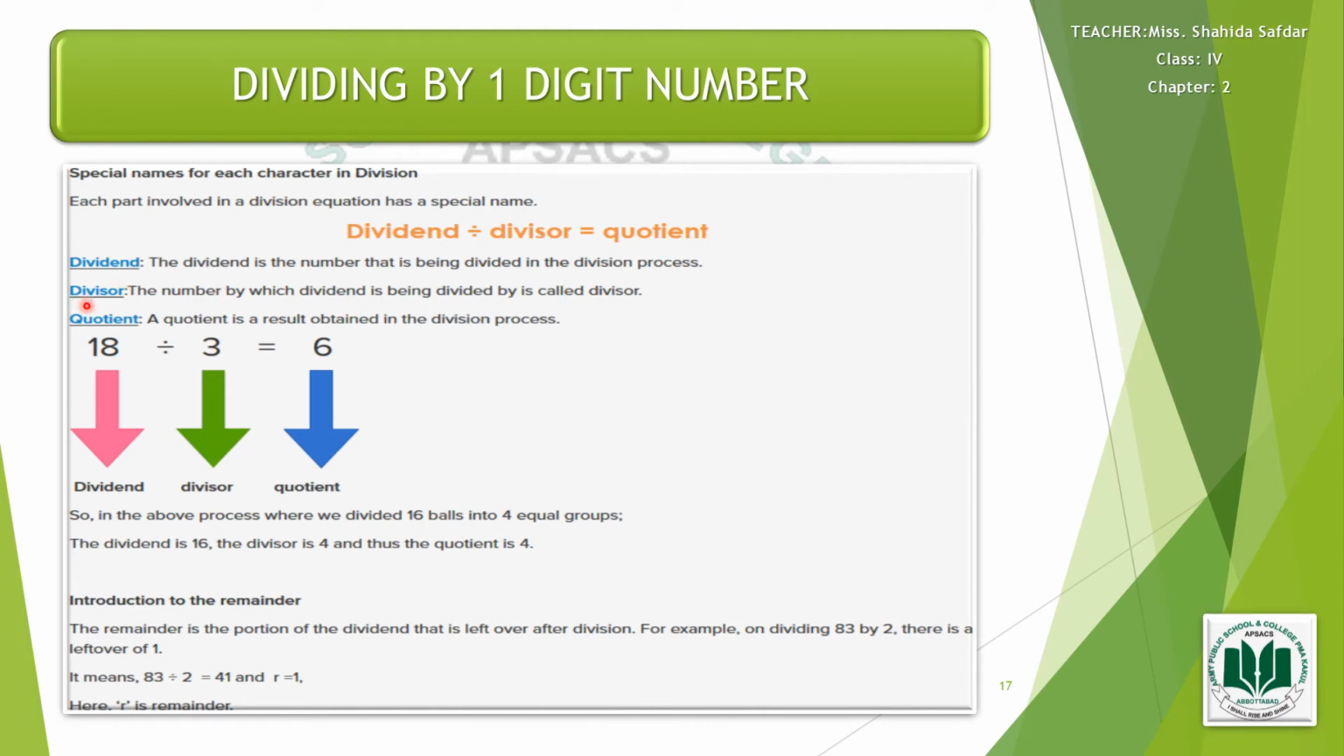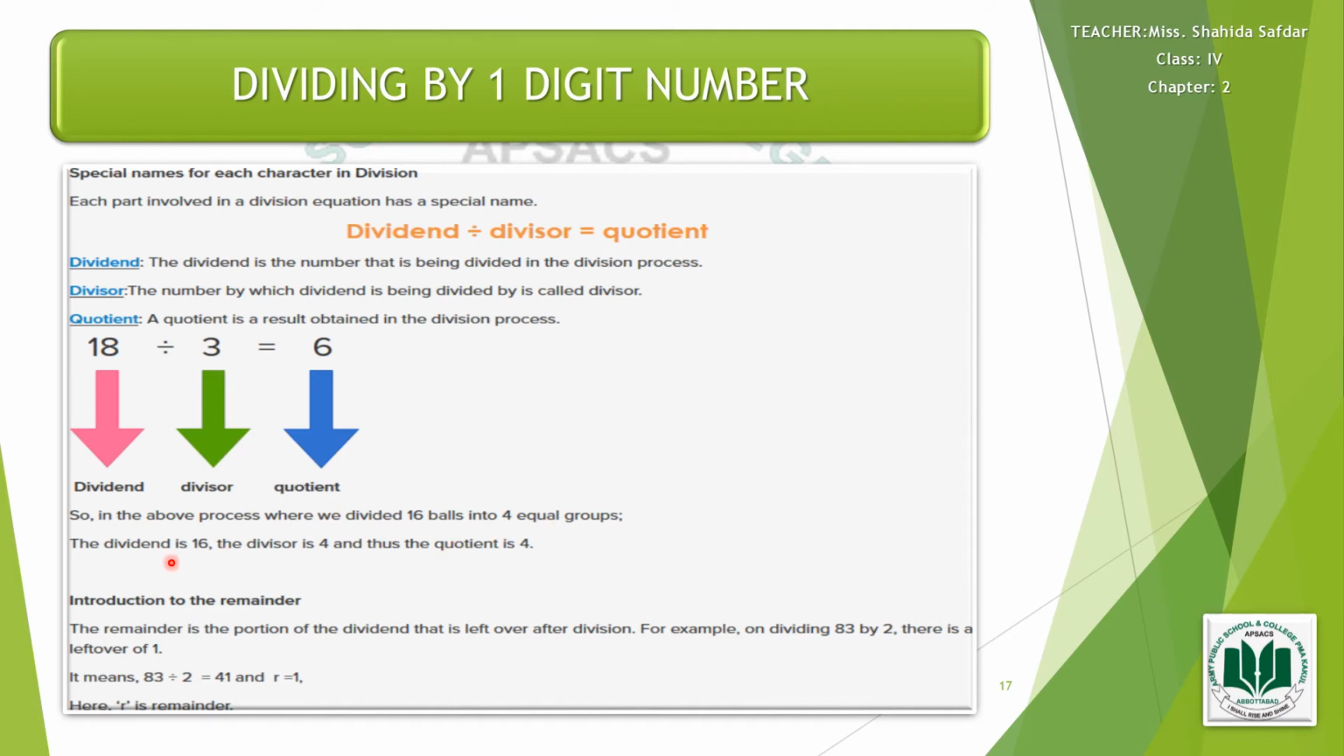And the third one is quotient. A quotient is a result obtained in the division process. That is, the answer is called the quotient. For example, if we have 18 divided by 3 equals 6, here 18 is the dividend, 3 is the divisor and 6 is the quotient. So, in the above process where we divide 16 balls into 4 equal groups, the dividend is 16, the divisor is 4 and thus the quotient is 4.